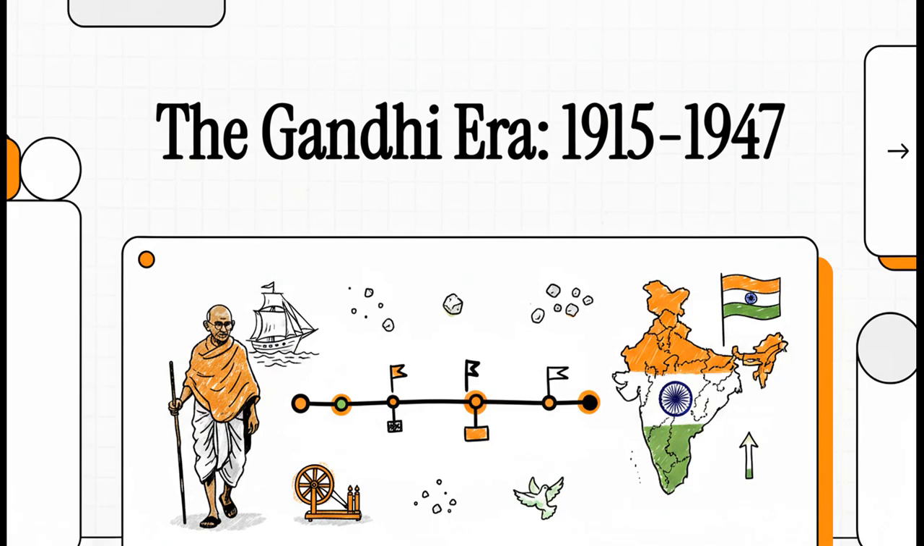Today, we're tackling a genuinely massive historical shift, the Gandhi Era from 1915 to 1947. Now, if you're a history buff, or maybe you're just prepping for competitive exams, you probably already know the major events. But today, we're actually going to map them all out chronologically to show you the brilliant step-by-step tactical escalation that literally won independence. Okay, let's dive into this.